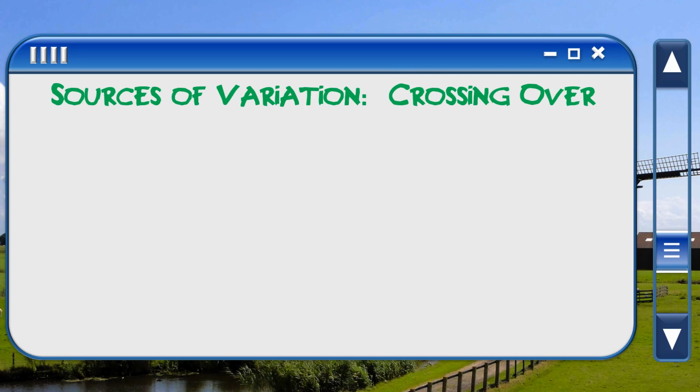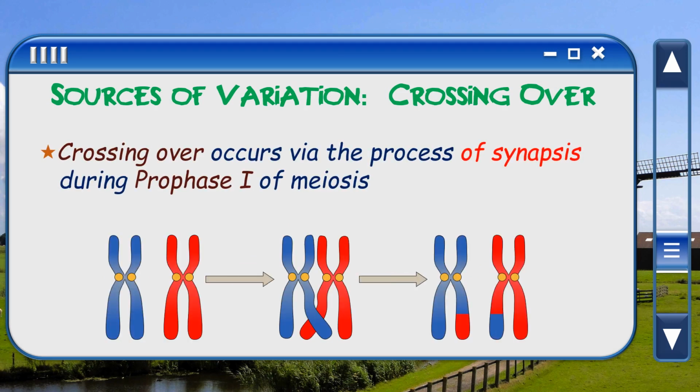Sources of variation. We are starting with crossing over. Crossing over occurs via a process of synapsis, and this occurs during prophase 1. So we talked about prophase 1.